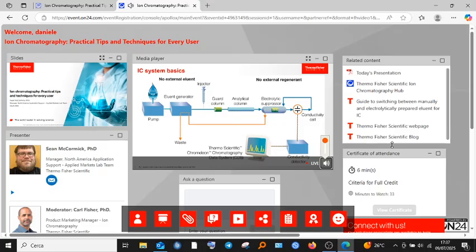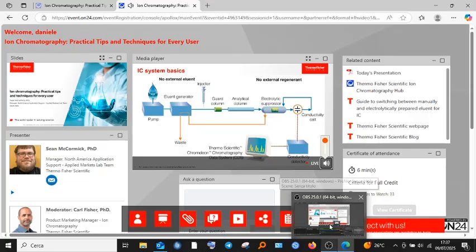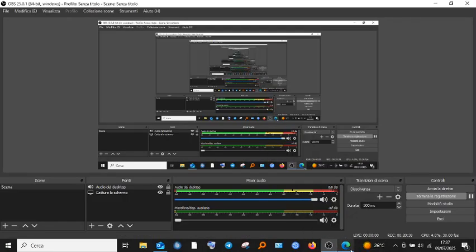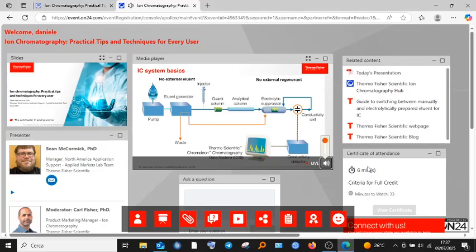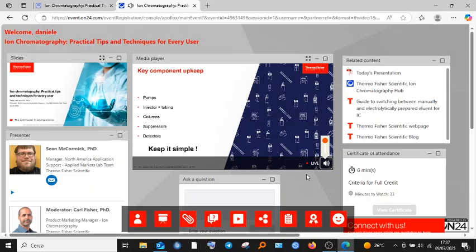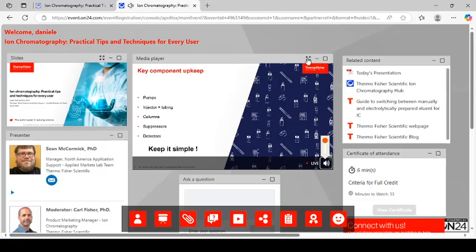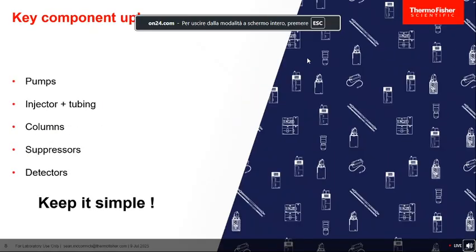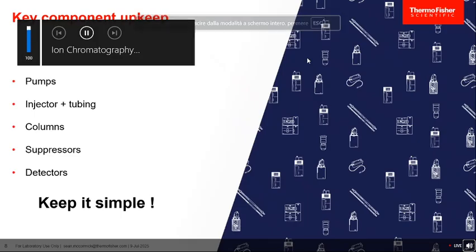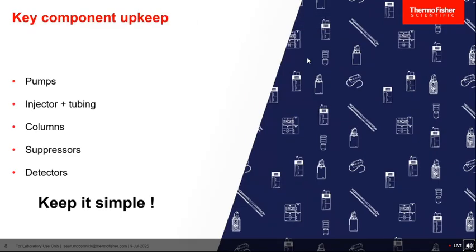And for Thermo Fisher Scientific, it's Chromeleon. Chromeleon is a powerful software that allows for the creation of instrument methods, processing methods, data collection, data analysis, and reporting. As you saw in the previous slide, the ion chromatography system is made up of many different components. In this portion of the talk, we will discuss the key components and how to maintain them and get the best results out of them.